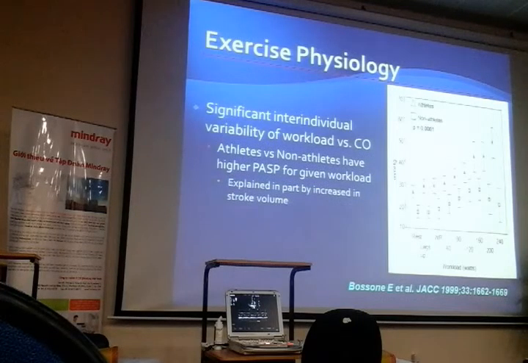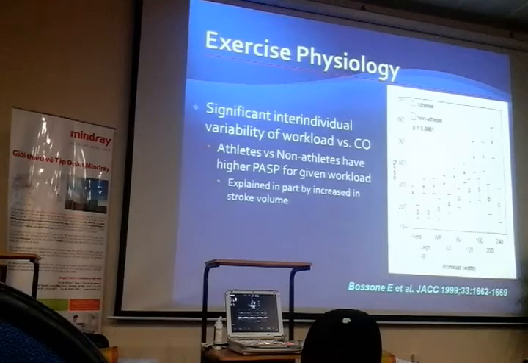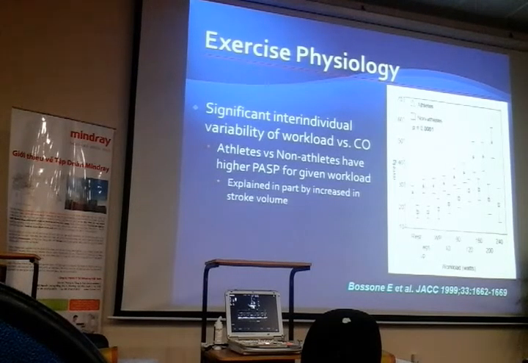In addition, there are the conditioned athletes. This was a study done in hockey players who are very conditioned athletes, and it showed that in very highly conditioned athletes, they actually have a higher PA pressure for any given workload. So there's just a couple of caveats. Older age, larger body mass index, and conditioned athletes may have an increase in PA pressure normally with exercise.